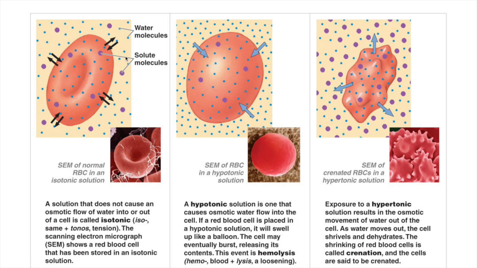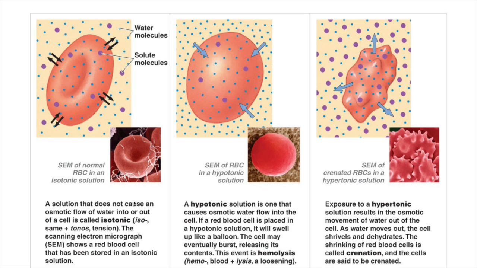Now this shows what would happen to a red blood cell in different solutions. This first solution is called an isotonic solution. A solution with the same concentration, so it's not going to cause net movement of water in or out of the cell. That's known as an isotonic solution.